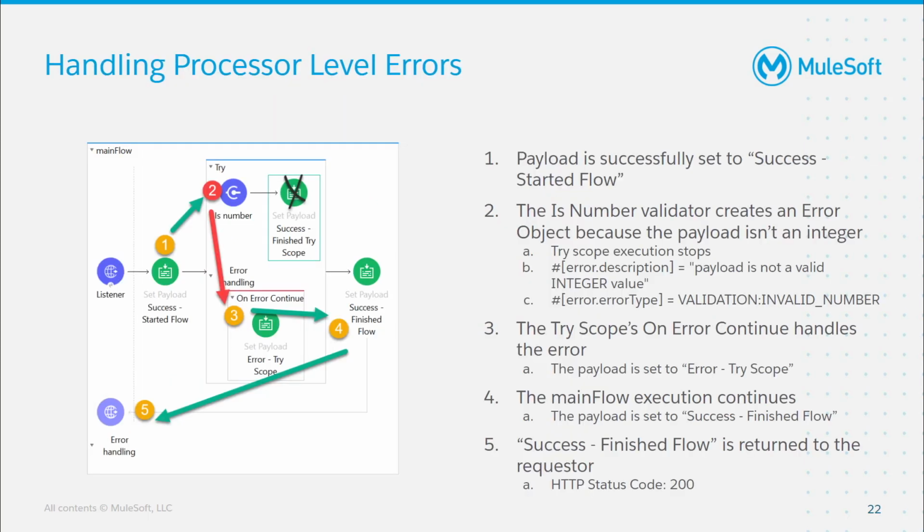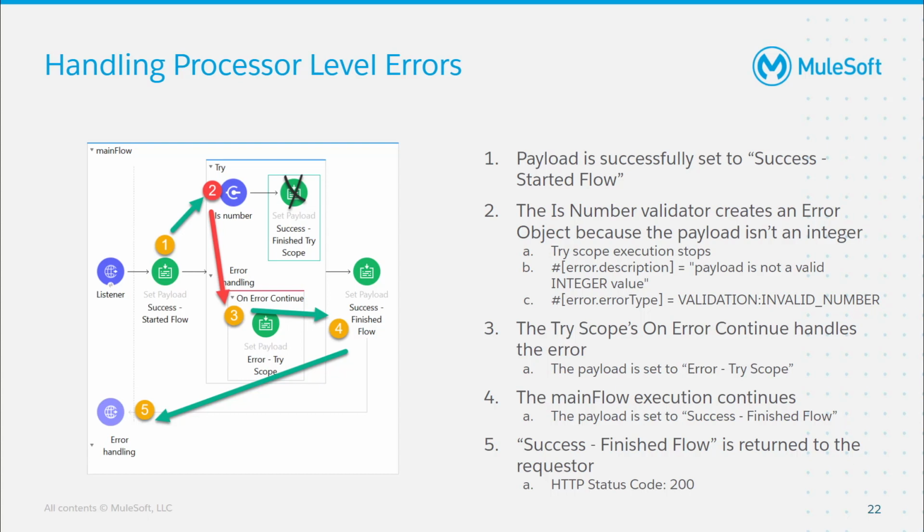As you can see, the initial set payload is successful, and the execution scope moves to the try-scope. In the try-scope, the isNumber validator fails, just as before, and because the execution scope is confined to the try-scope, the set payload in the try-scope is not executed, and the on-error continue scope contained within the try-scope handles the error and sets the payload to error try-scope.